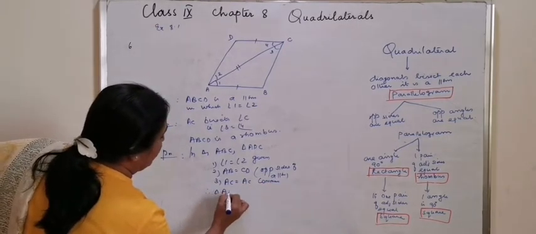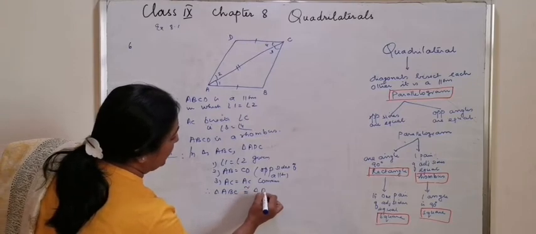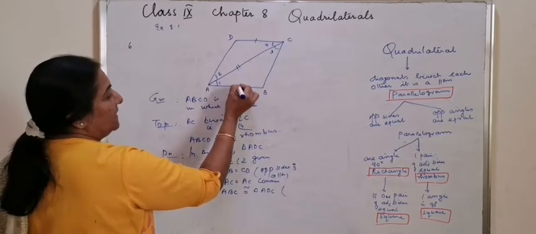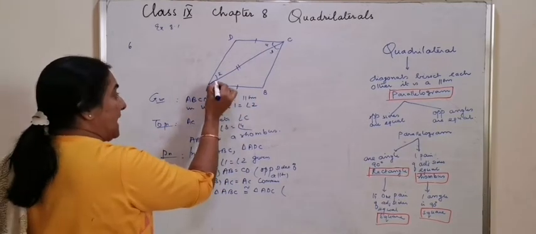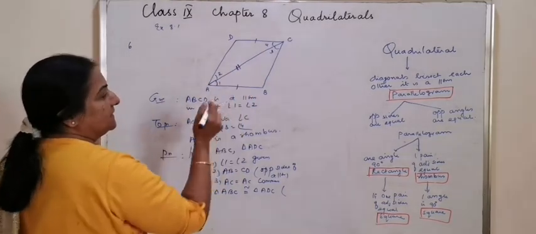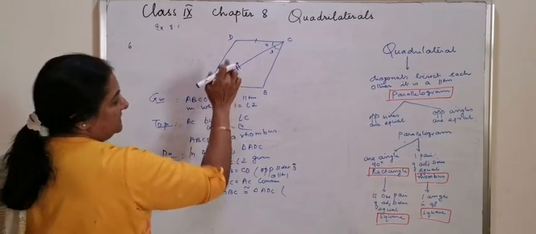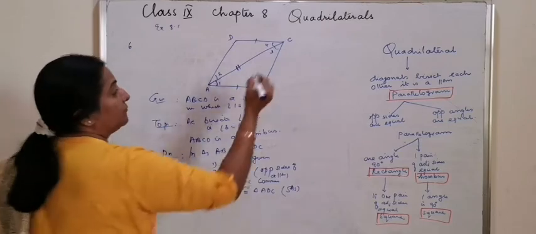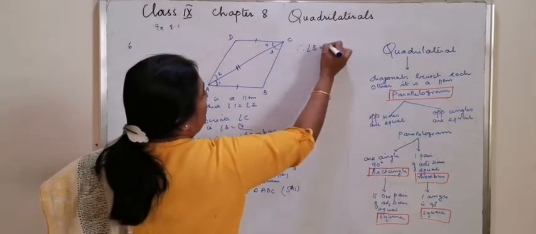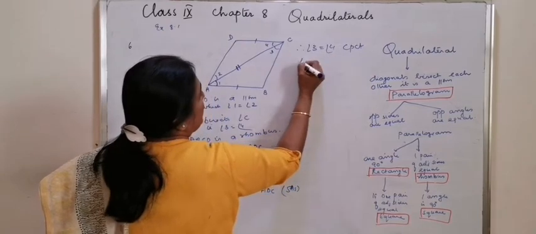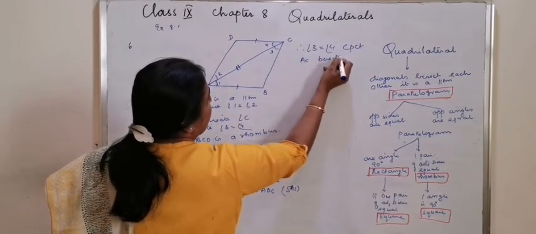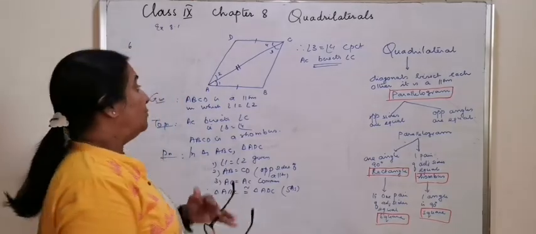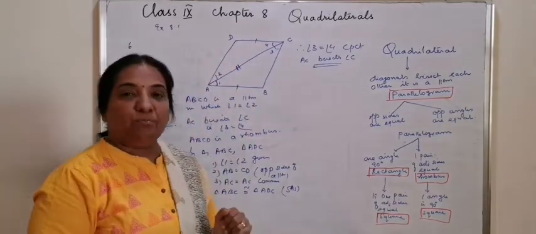Therefore, triangle ABC is congruent to triangle ADC by, if you take triangle ABC, this side is considered, this angle is considered, this side is considered. That means side, angle, side. By SAS, the triangles are congruent. Therefore, angle 3 is equal to angle 4, CPCT, or AC bisects angle C. And now you have to prove ABCD is a rhombus.